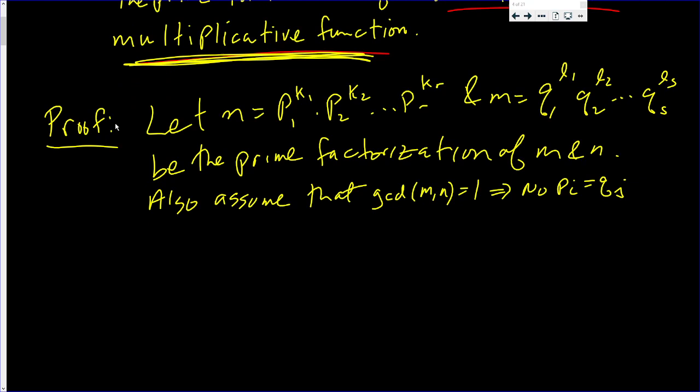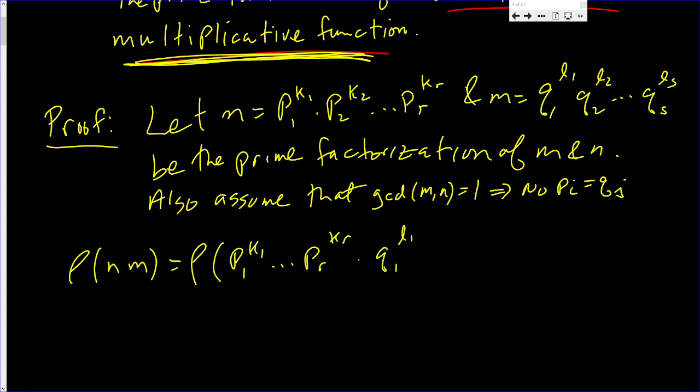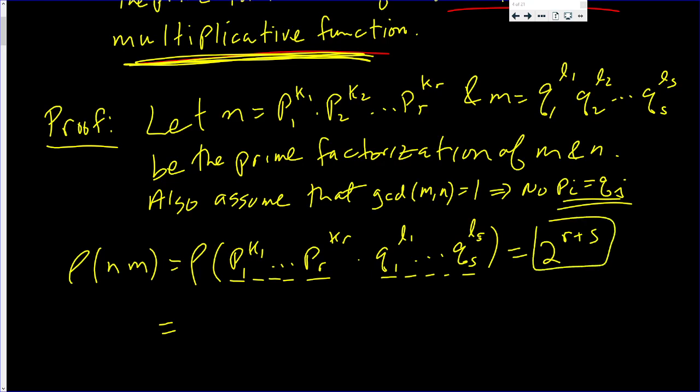So now rho of nm is rho of n, p sub 1 to the k sub 1, all the way up to p sub r to the k sub r, times m, which is q sub 1 to the l sub 1, all the way down to q sub s to the l sub s. Now, no p sub i equals a q sub j. So how many primes do I have? 1, 2, 3, 4, r. And I'm adding 1, 2, 3, 4, eventually s. This is 2 to the r plus s. But this function is multiplicative, and r and s don't even have to be relatively prime. That equals 2 to the r times 2 to the s.